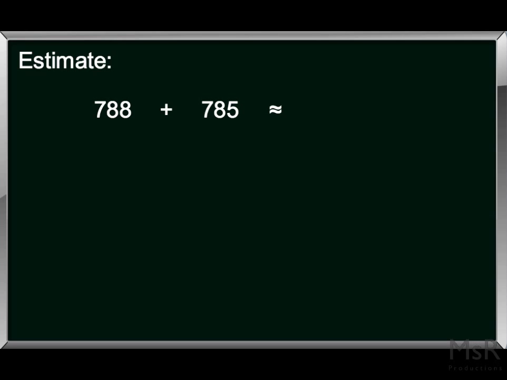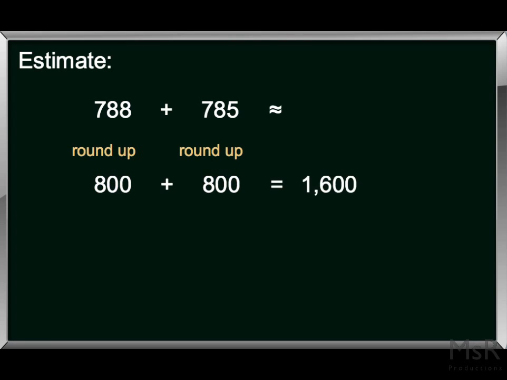Let's try one more example with our addition. We're going to estimate 788 plus 785. Once again, we're going to practice rounding to the nearest hundreds place. So if we take a look at 788, we're going to round that to the nearest hundred, which is 800, and we're going to add the estimate of 785, which is also going to be 800. So we are going to round up for 788 to 800 and round up for 785 to 800. We add the two of those together, we end up with 1,600. So 788 plus 785 is approximately equal to 1,600.